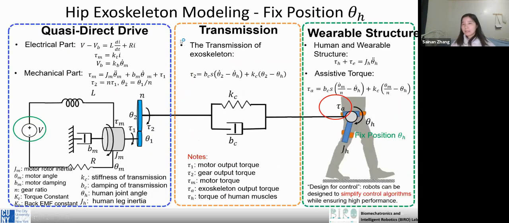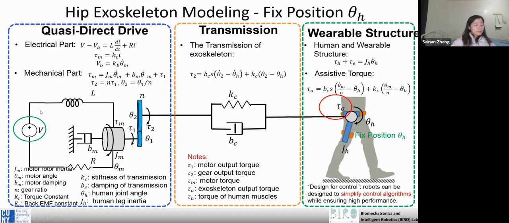Next, we will consider the first case. If we fix the position, that means theta h, the human joint angle, will be 0. And here, the input is the voltage, the output is tau a, and we begin with this part. It's the same thing as last week.